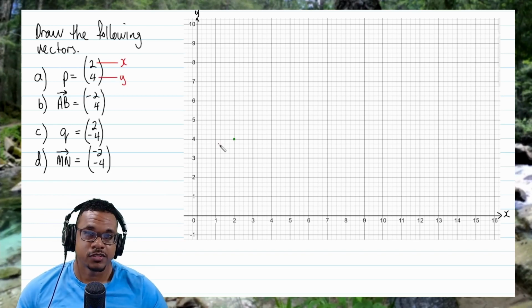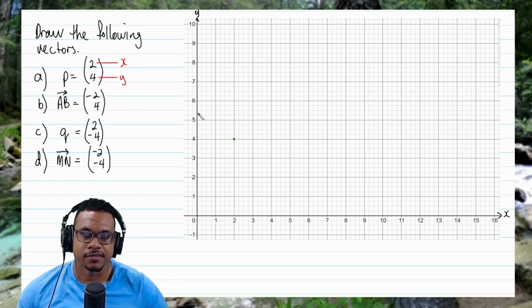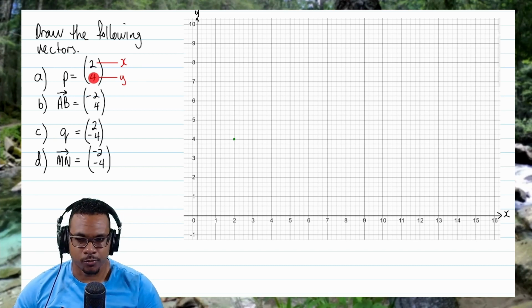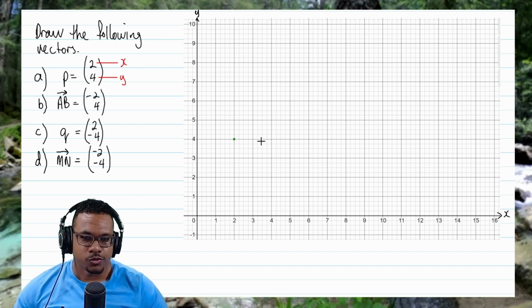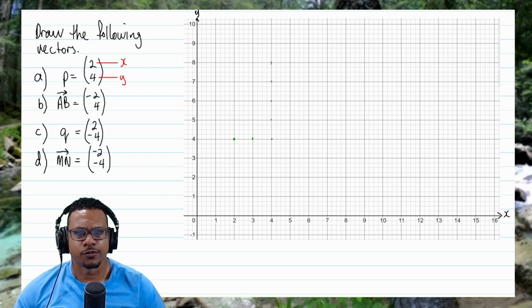So we'll follow the rules of the Cartesian plane where positive x would be going to the right and positive y would be going upwards. So positive 2 and positive 4 would mean 2 on the x, that's 2 to the right, and 4 on the y is 4 upwards. So I'll go 2 units to the right, so 1, 2, and then I'll go 4 units upwards. So 1, 2, 3, 4.